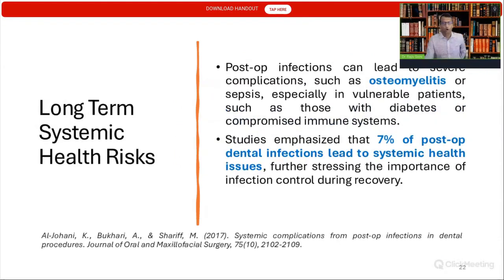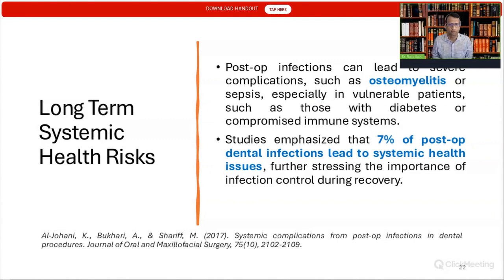Third important aspect is long-term health risk. The post-op infection is not confined to the dental cavity or the particular dental socket where we have done the dental procedure, but it can extend beyond the dental operatory and affect your systemic health as well. Complications such as osteomyelitis, bacterial endocarditis, preterm low birth weight in the case of pregnant women, airway obstruction, sinus infection, and so on. So 7% of post-op infections can lead to systemic health disorders.